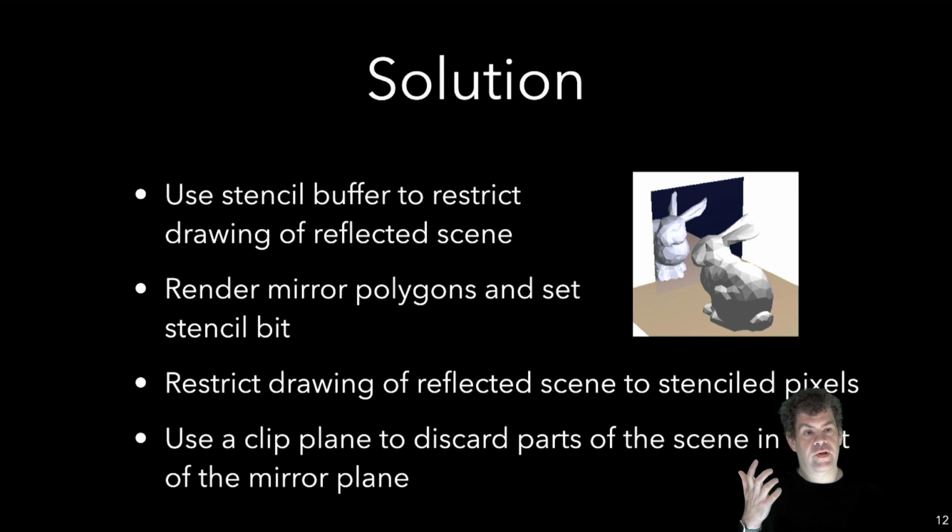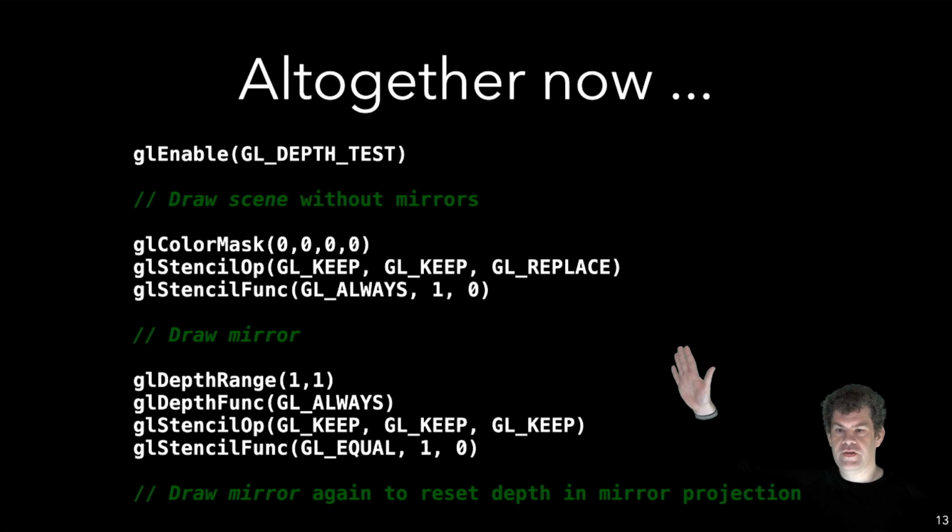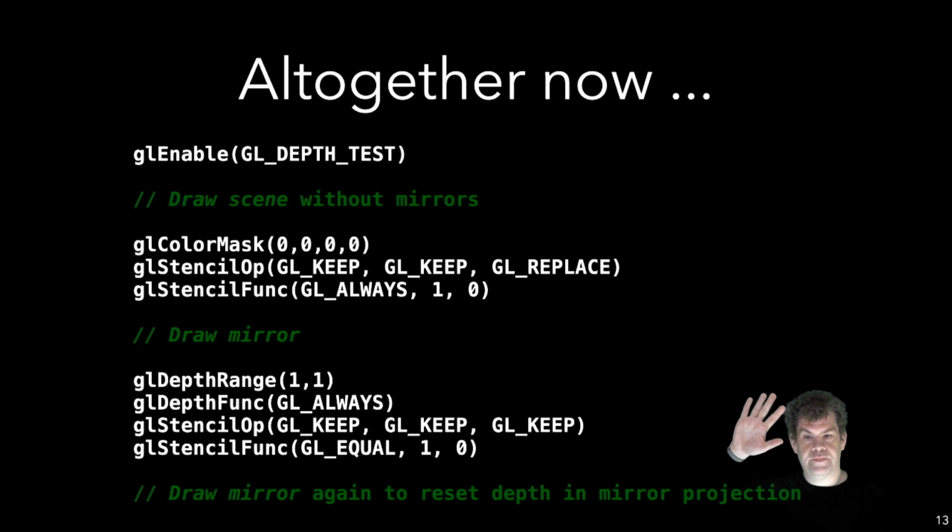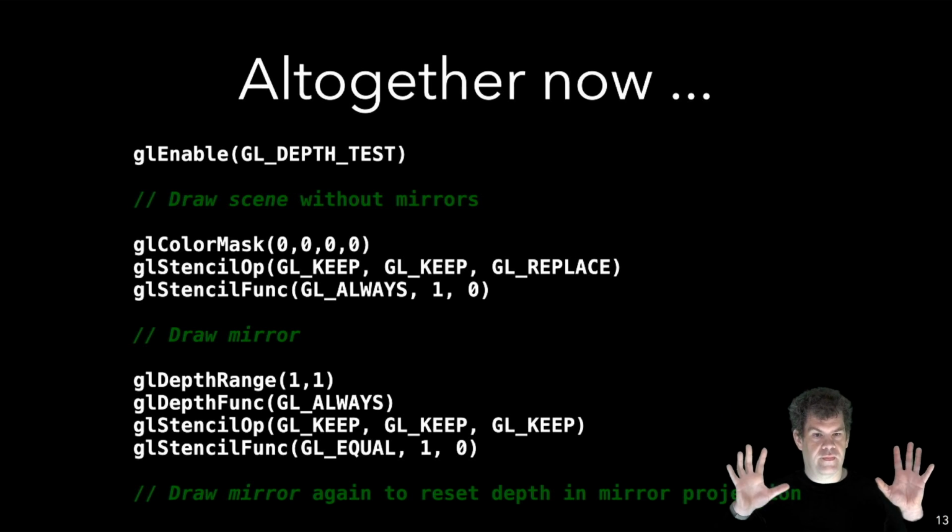So what you would do first is initialize the stencil buffer so that only the mirror itself, not the mirror plane, but only the mirror itself, changes its stencil value. Say I initialize everything to 0. Let's just look at a little bit of OpenGL code here. First of all, I clear everything and initialize everything to 0. Then I can, for instance, draw the scene without mirrors. So I just draw my actual scene.